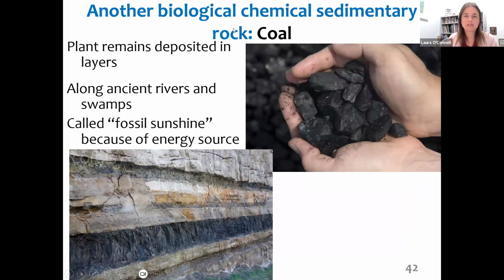Coal is another example of a biological chemical rock. On the left, we've got these layers showing mudstone and sandstone, and the black layer is coal, and you can see it in this person's hand here. Coal is actually formed from plant material that was buried between the rocks and kind of cooked underground a little bit and changed into coal. So it's almost completely made of carbon and it's made of ancient plant material, usually from swamps, like ancient forests, and sometimes flooded forests along rivers. So this is preserving a different type of environment.